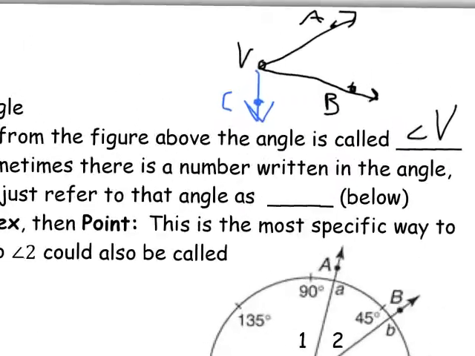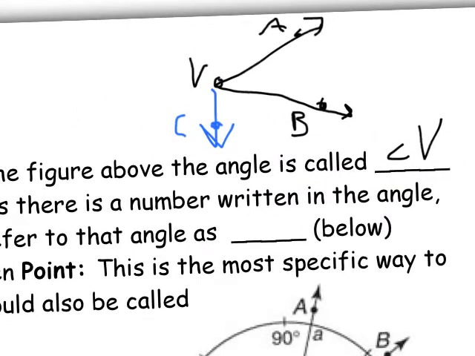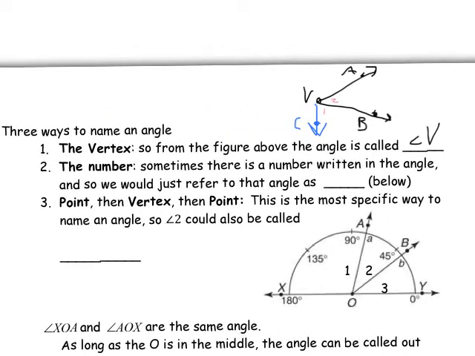Another way that you might see is somebody put little numbers in here and just call this angle 1 and this angle 2. So that's one way you could do it. So that's our number 2. Sometimes there's a number written in the angle, and so we just refer to that angle as, so the same angle that we were talking about above would now just be angle 2. Put the little angle symbol and then 2. By the way, that's the little angle symbol that we saw on the previous page.